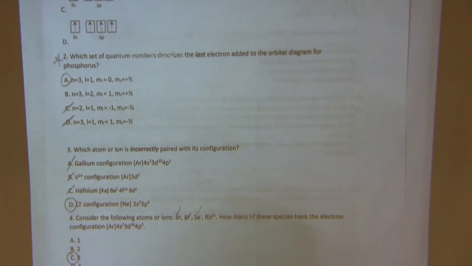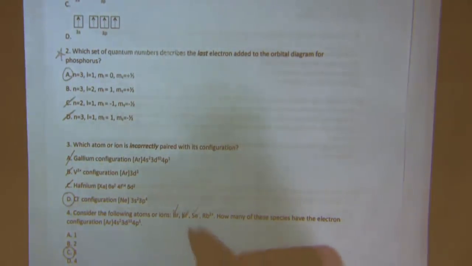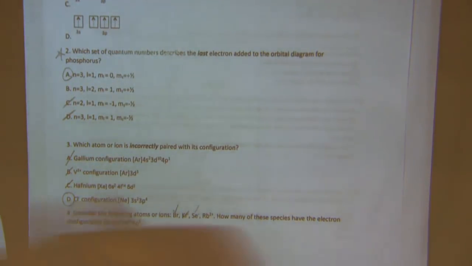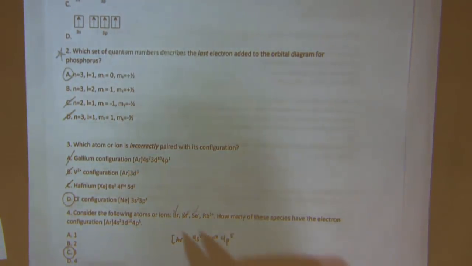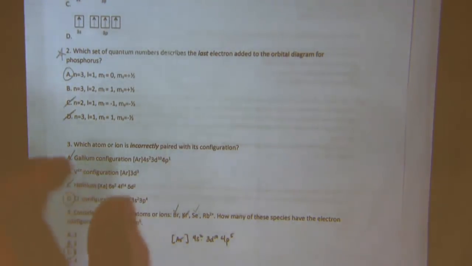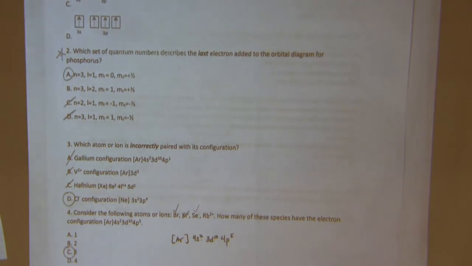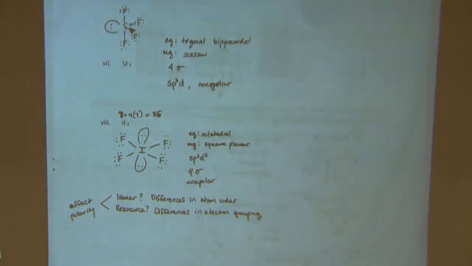So if we were to look at these based on our periodic table, we would have bromine, which is Ar, 4s2, 3d10, and 4p5. You would just look at the other ones based on that and whether or not they match, okay? Does that answer your question? Yeah? All right, I'm gonna leave this here.